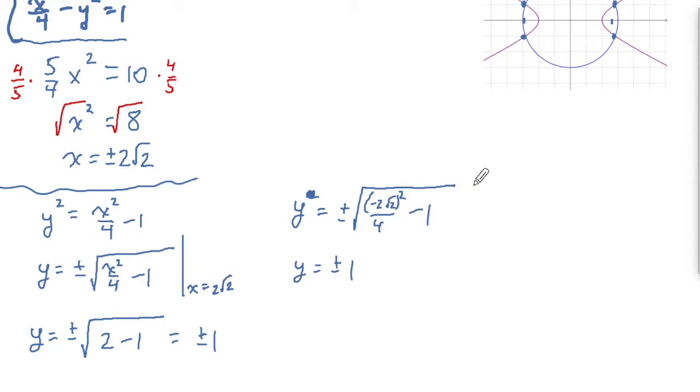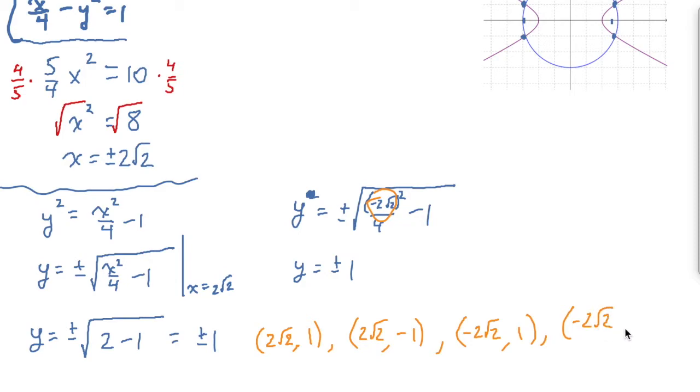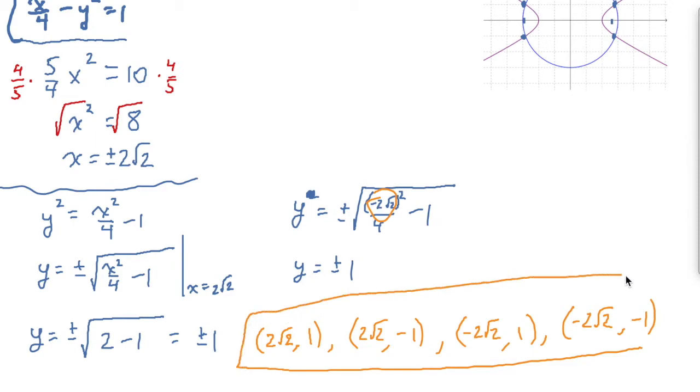So over here, when we evaluated for positive 2 square roots of 2, we got two answers for the y. So that gives me two coordinates. My x-coordinate of 2 square roots of 2, comma, y being positive 1. My x-coordinate being 2 square roots of 2, my y being negative 1. Then over here, I have x equal negative 2 square roots of 2. And when I plugged that in, I got y equal to positive 1 and y equal to negative 1. So here are the four coordinates where these two graphs run into each other. So this is a system of equations by elimination.